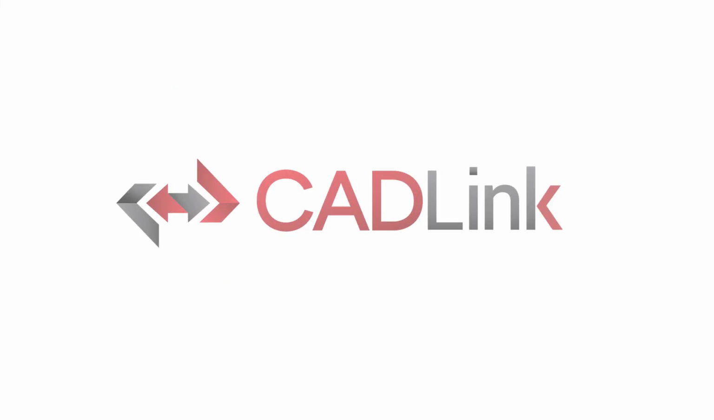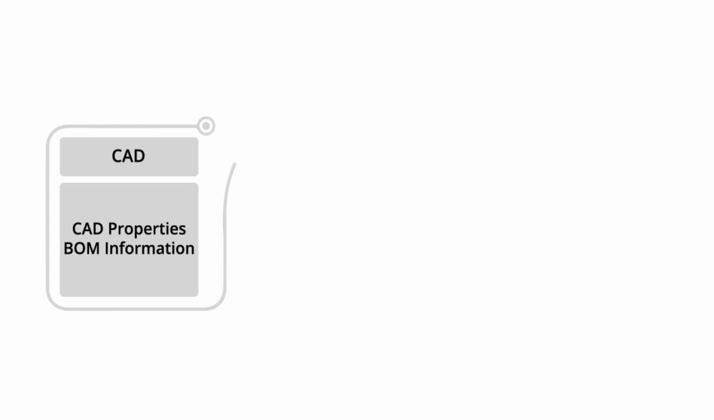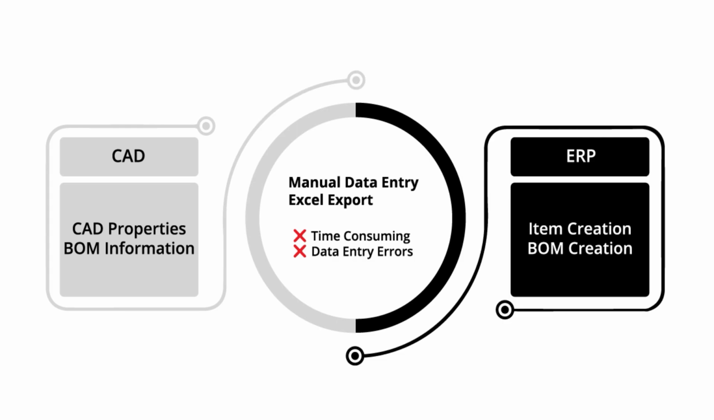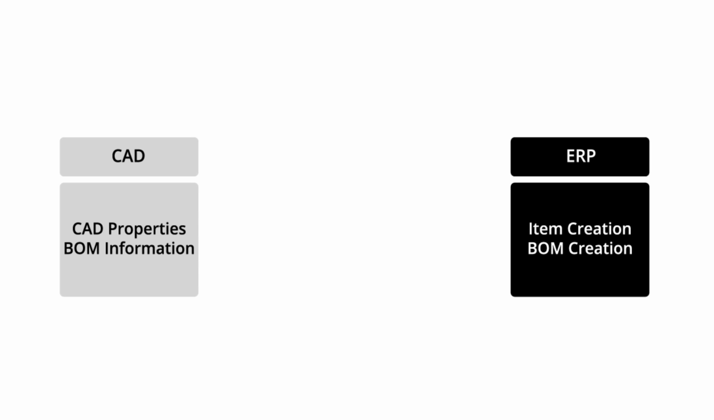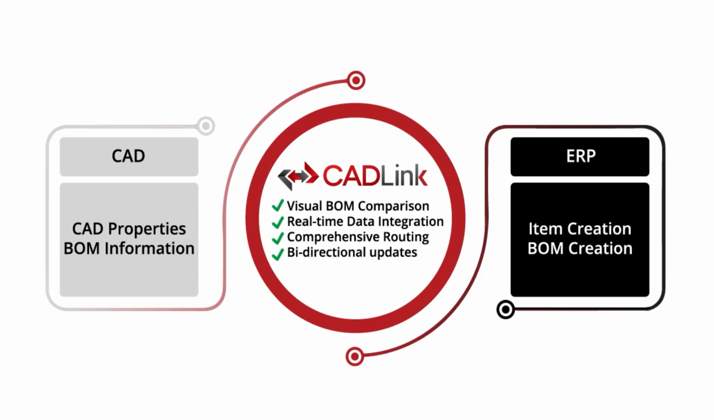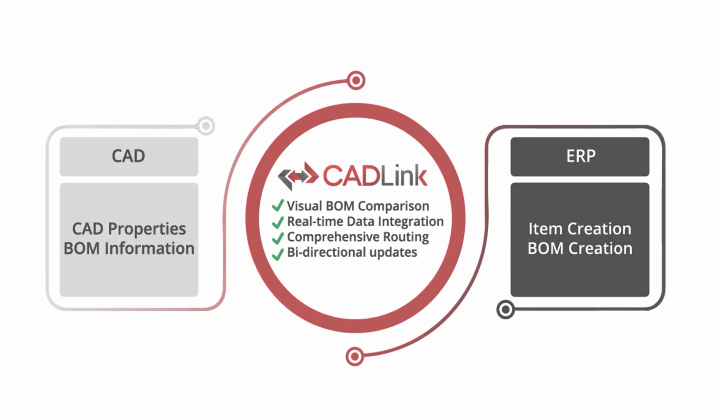Today, we're going to take a look at a tool called CADLink. CADLink is a tool that is built by engineers for engineers. It is a real-time bidirectional link that seamlessly connects your CAD, PDM, and PLM system with your ERP software, therefore eliminating the need for manual data entry. With CADLink, the design engineers can focus on design work while ensuring accurate and synchronized data between the systems.